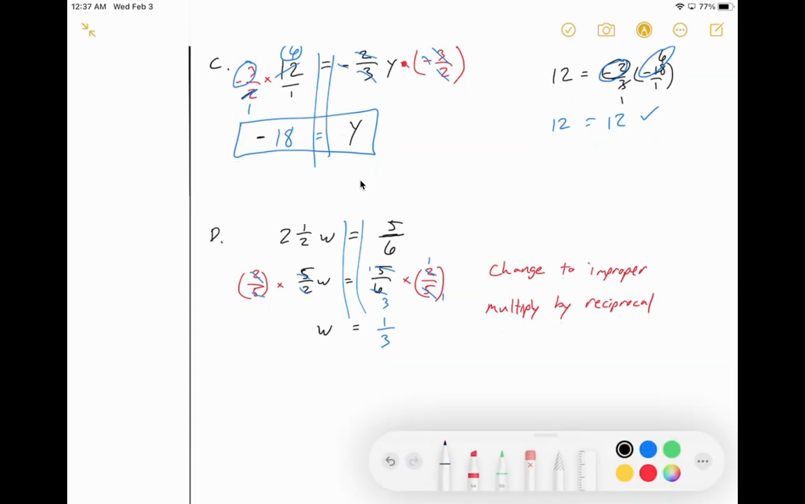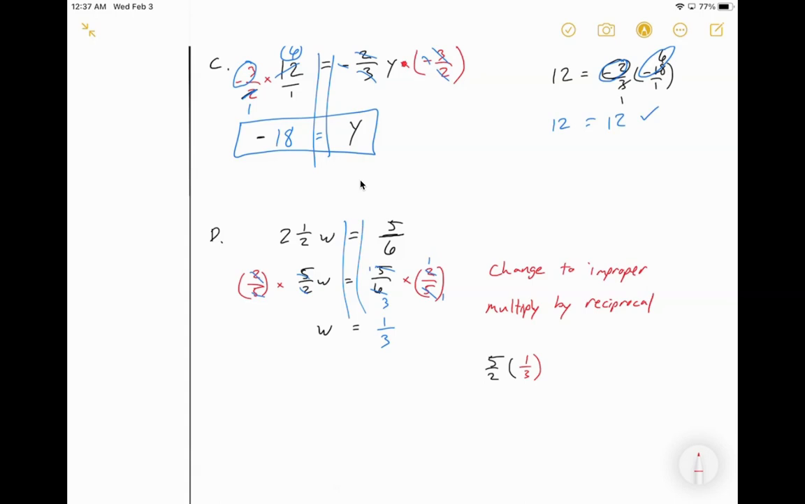So let's just plug that back in. I'll plug it back into not the original, but where I did the improper fraction. So 5/2 times 1/3. That's the answer that I got. I'm checking. It should equal my original problem of 5/6. Well, this one's pretty easy. 5 times 1 is 5. 2 times 3 is 6. I'm left with 5/6. That one checks out. I feel confident about that answer right there. W equals 1/3.